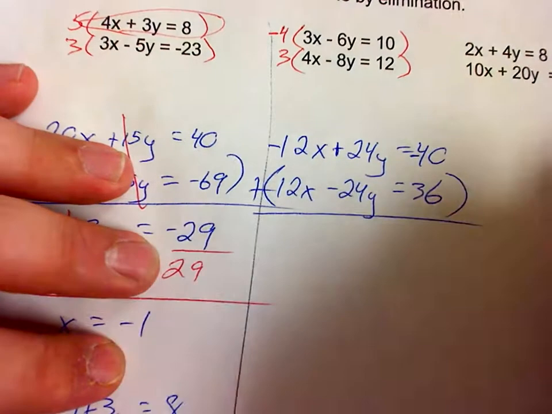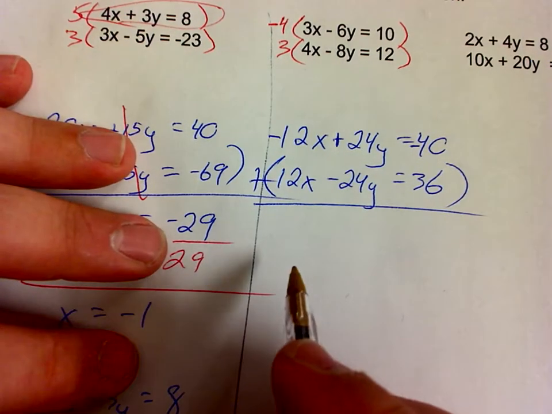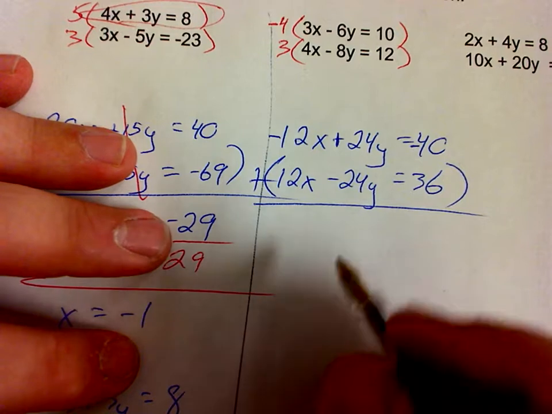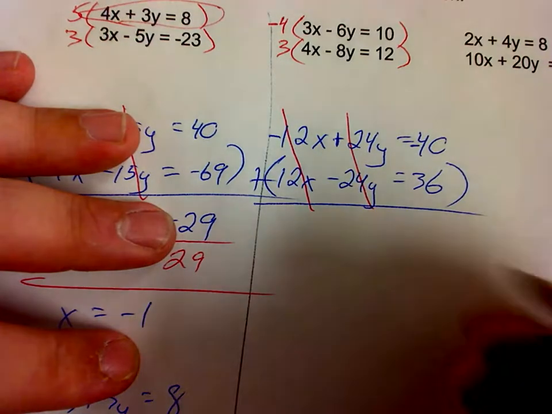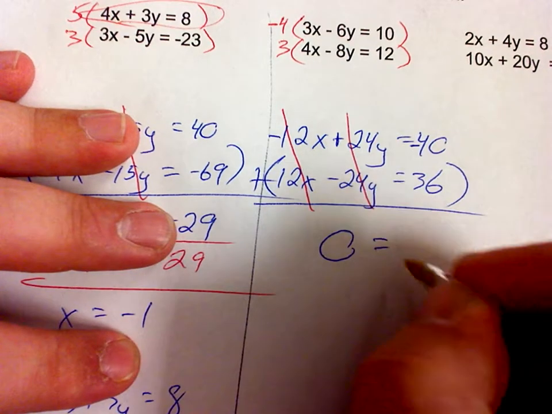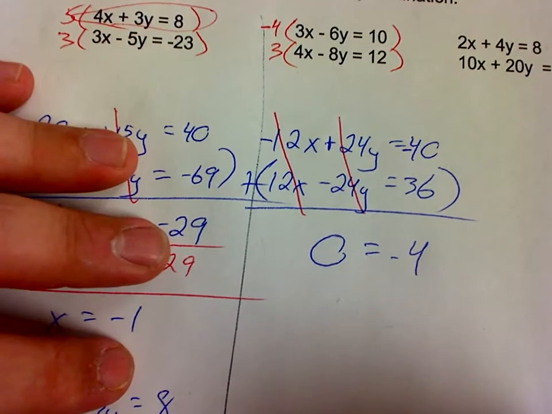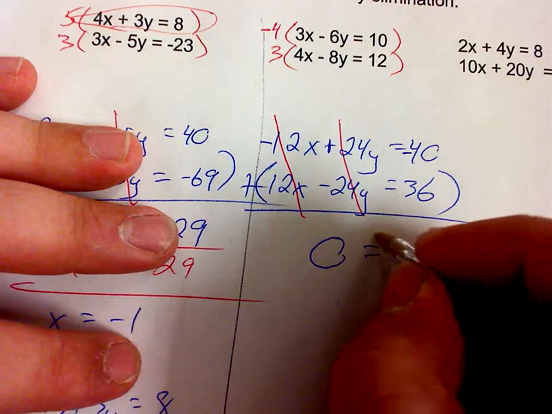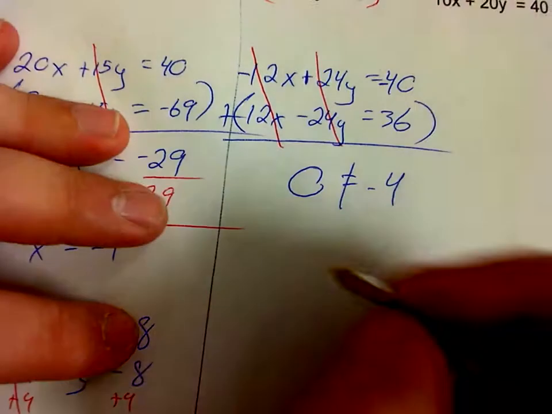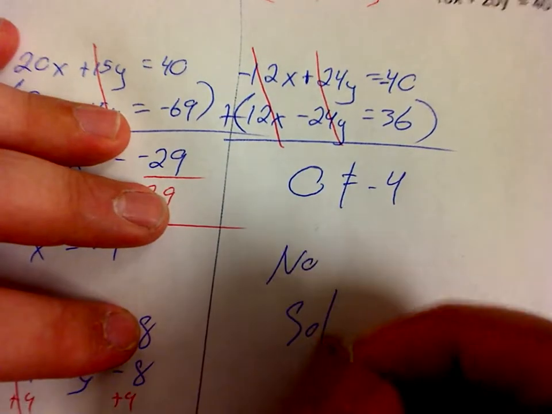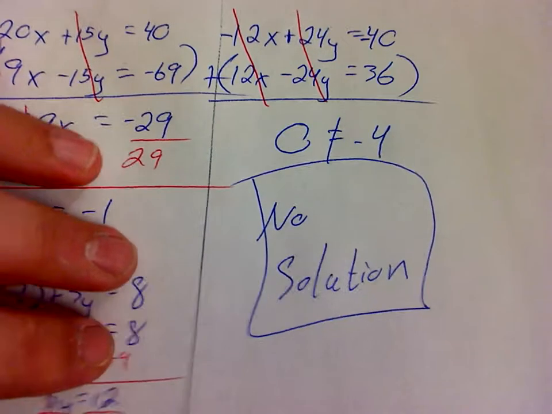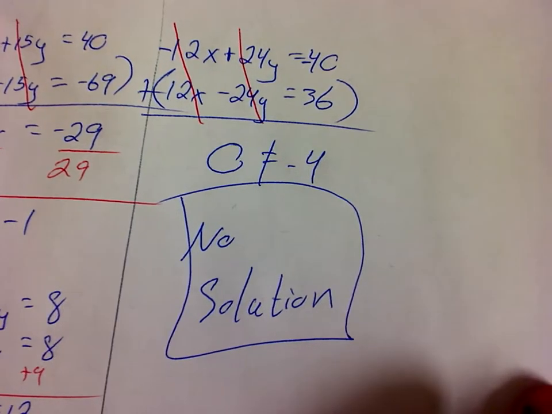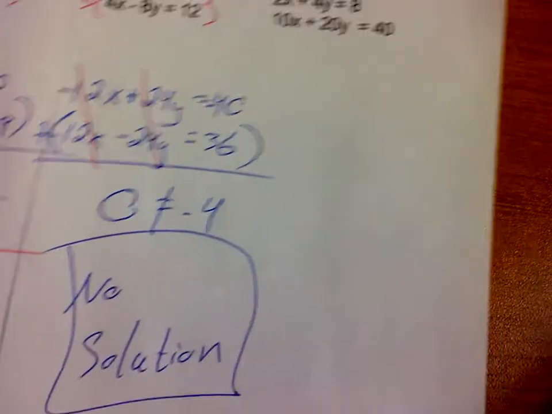We can add these two equations together. But we will notice something different happens here. -12x plus 12x cancels out. 24y plus -24y cancels out. That leaves us with 0 is equal to -4. Okay? So in this case, we have no solution because that is obviously a false statement. So we ended up with parallel lines for this given example. Okay? So once again, when we have no solution, we have parallel lines.